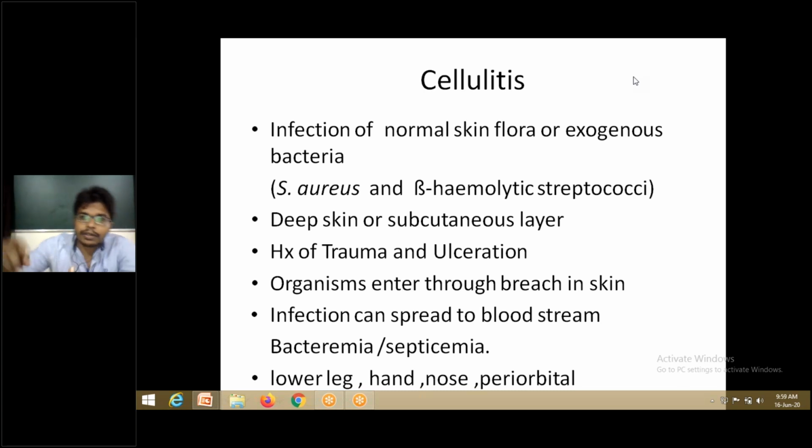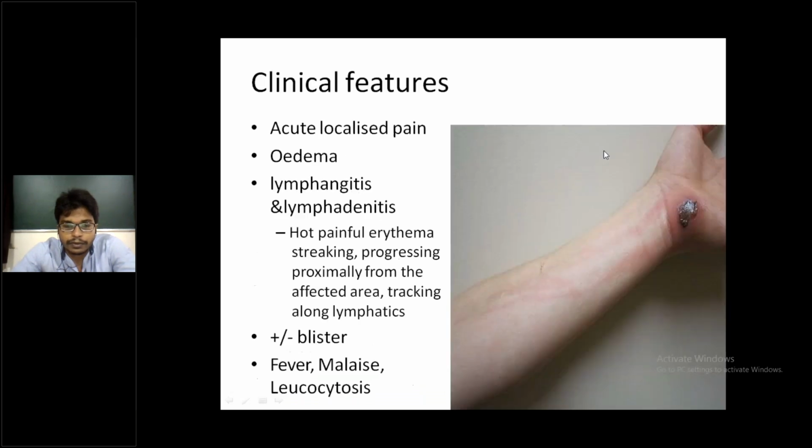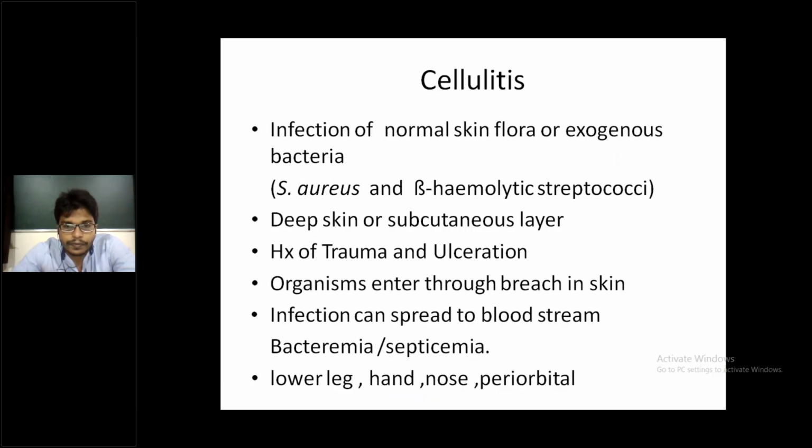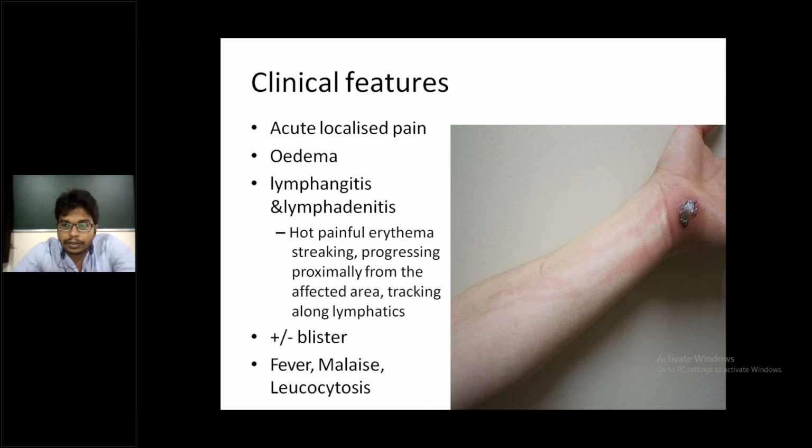Infection of normal skin flora or exogenous. Normal skin flora is nothing but Staph aureus and beta hemolytic Staph aureus, and it is a gram-positive organism. So, cellulitis is treated by gram-positive coverage. In a small infection of the hand, because they are in an immunosuppressed state, it was infected.